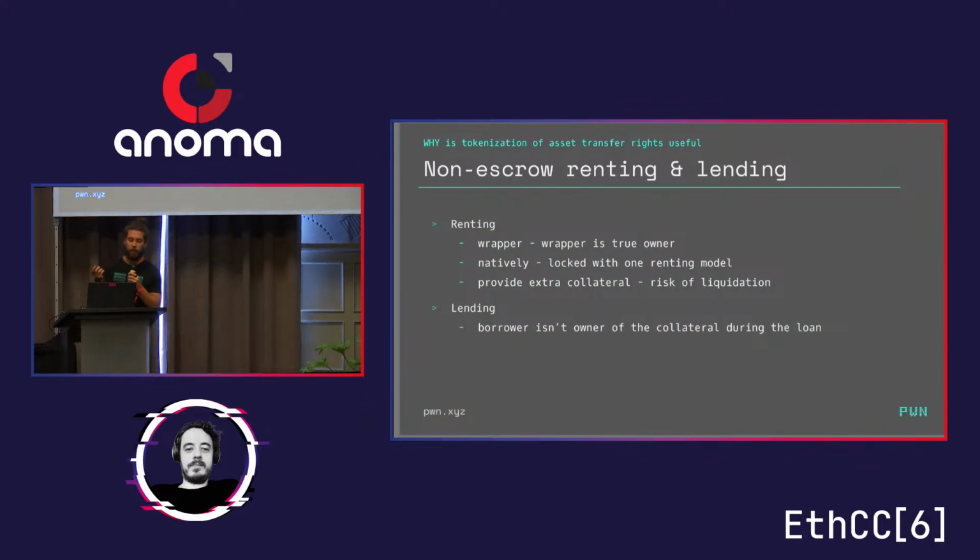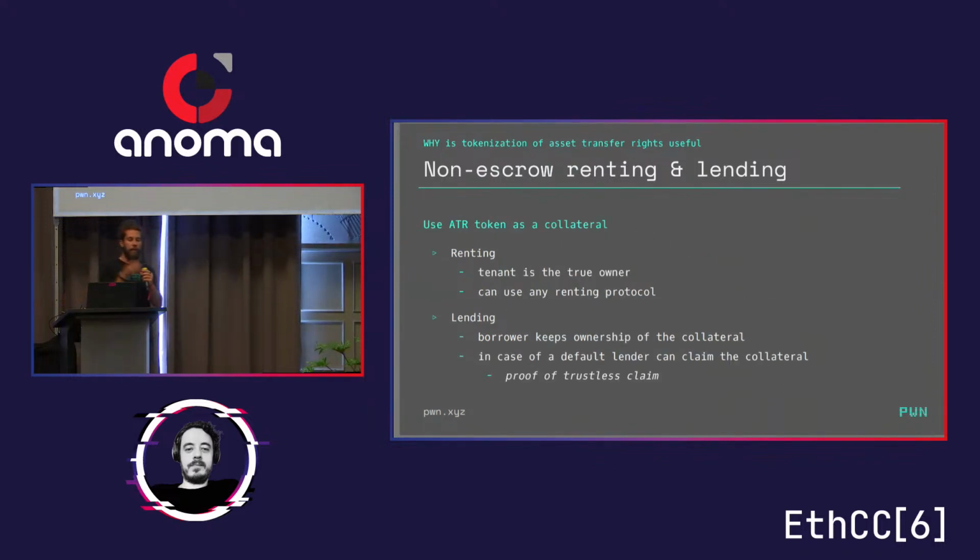In lending, it's very similar. Basically, you need to lock the collateral. So if I have some token with utility and I want to leverage that, I want some extra liquidity, I need to give up the utility of the collateral used in the loan.